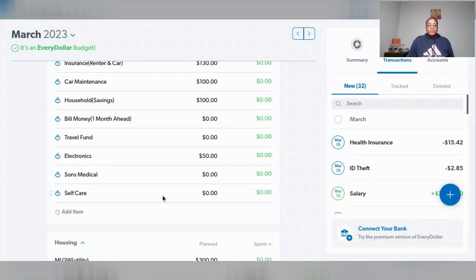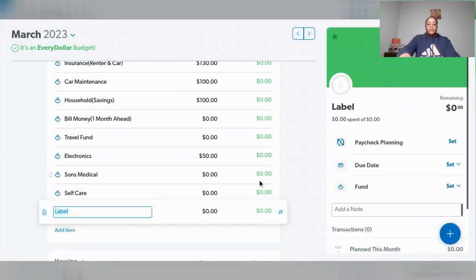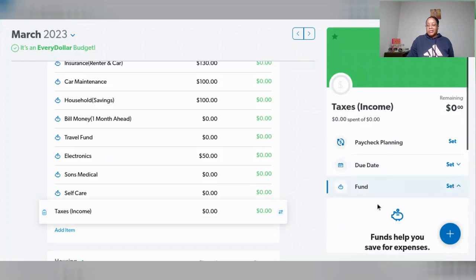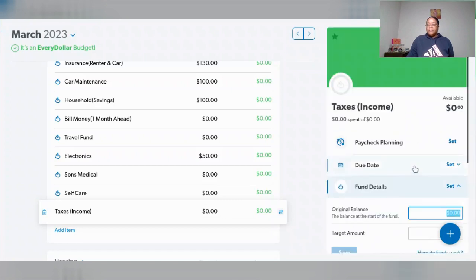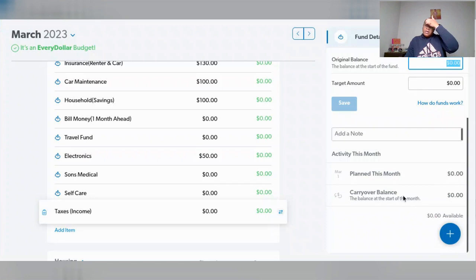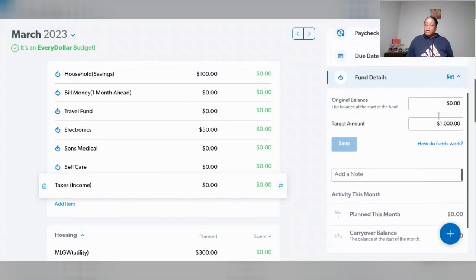So let's see. I'm going to add it in here, and hopefully I type this exactly the same. Income. I should have checked that out, shouldn't I? I had already made this, and I'm like, dang. We're going to make that a fund just to make sure that transition's over. I'm going to leave that alone. Let me make that target $1,000. And there. My original balance would have been whatever I put in last month.